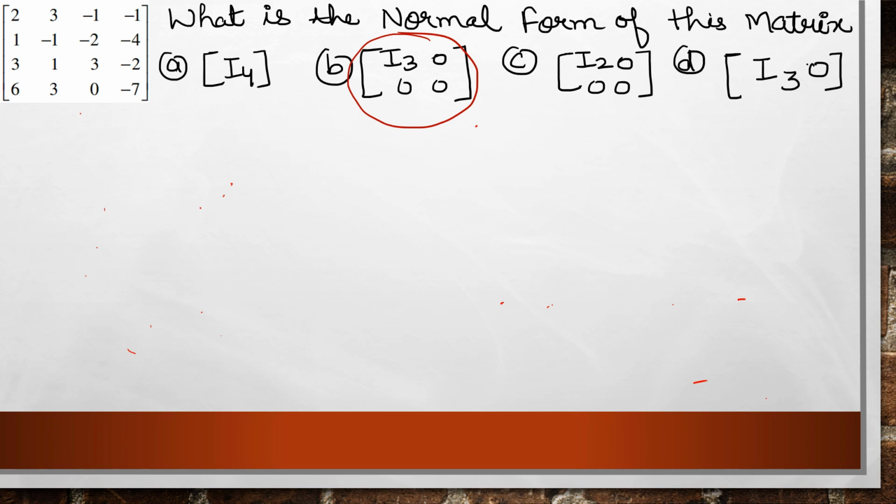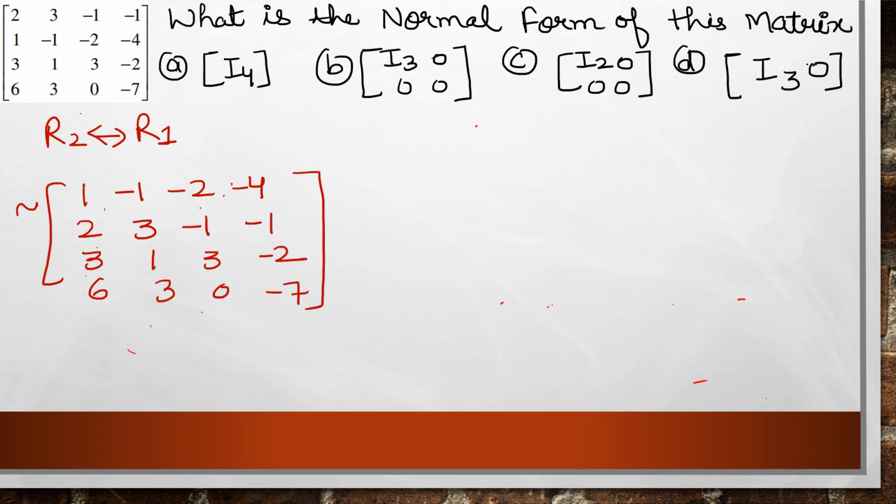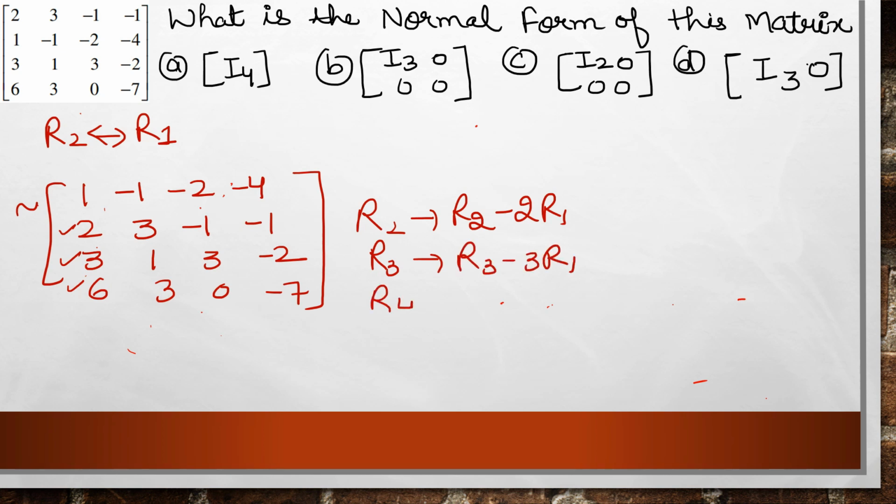So first of all, I'm interchanging row 2 with row 1. So what we'll get? We'll get this thing, right? Now convert these three elements to 0. So what we'll do? R2 minus 2R1, right? R3 minus 3R1, R4 minus 6R1. So what we'll get?